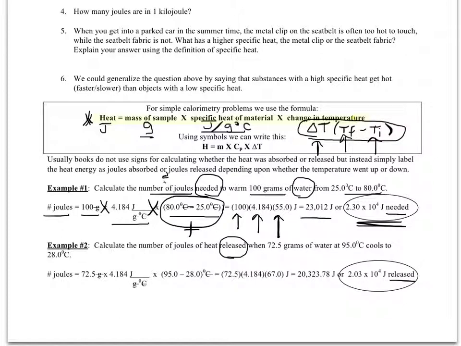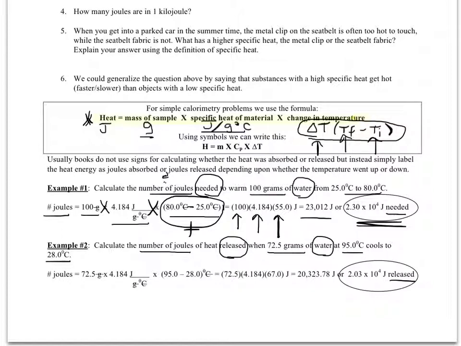All right, so we will move on to example 2 here. This one again wants us to calculate the number of joules, right? So joules is measuring heat. We want to solve for heat that are going to be released when 72.5 grams of water. So there's our mass, and again we're talking about water, so we know our specific heat is going to be 4.184. And our change in temperature is going to be, we're going from 95 degrees Celsius to 28 degrees Celsius.